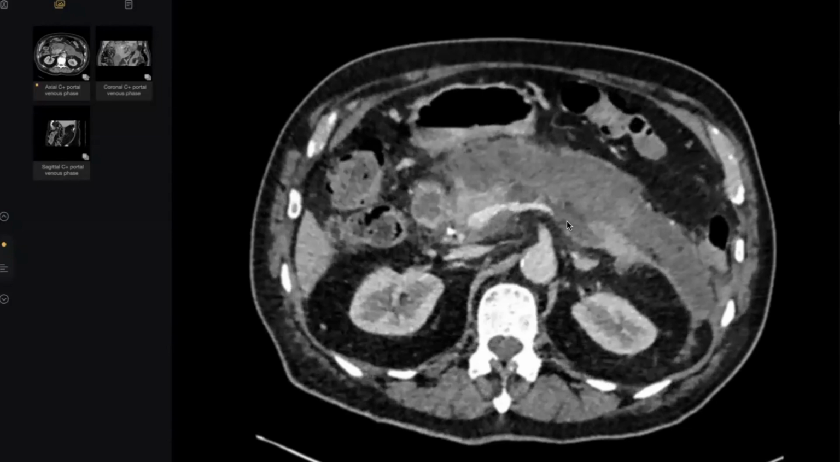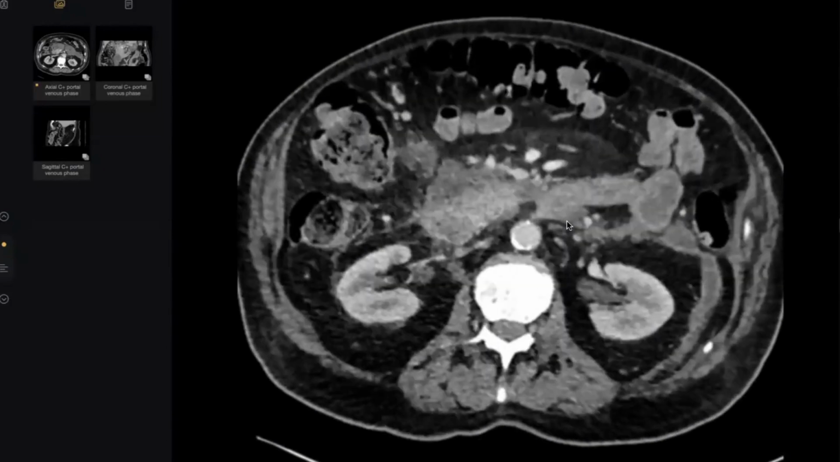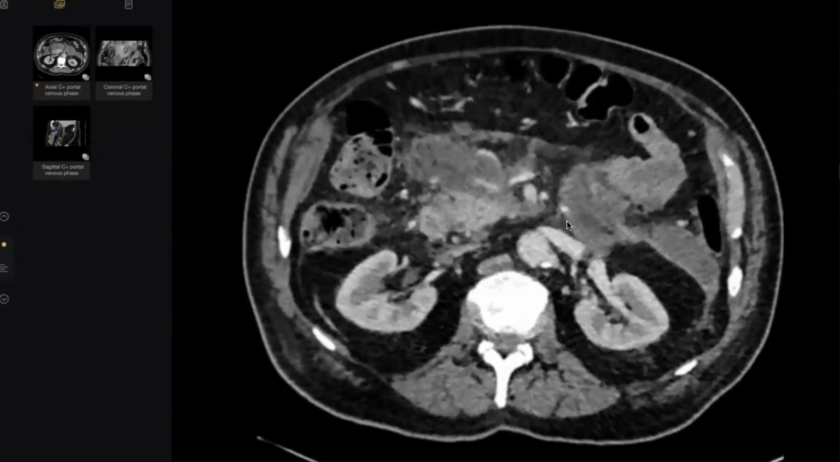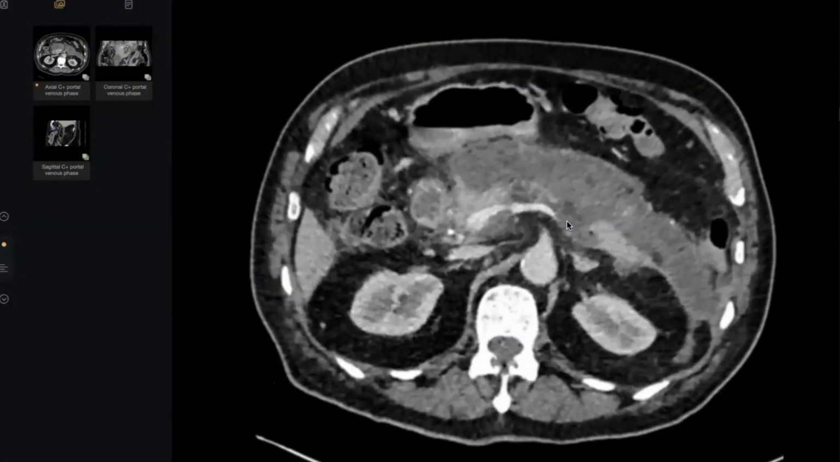So this is acute pancreatitis due to a common bile duct stone. What happened here? This stone makes a reflux of the biliary content into the pancreas.